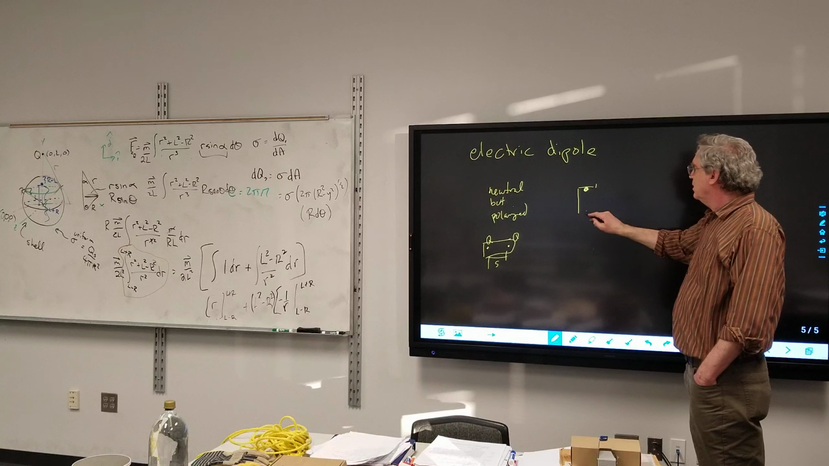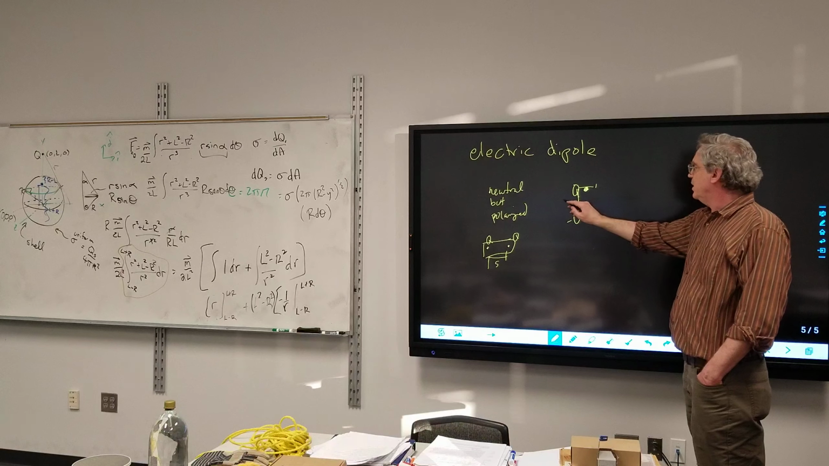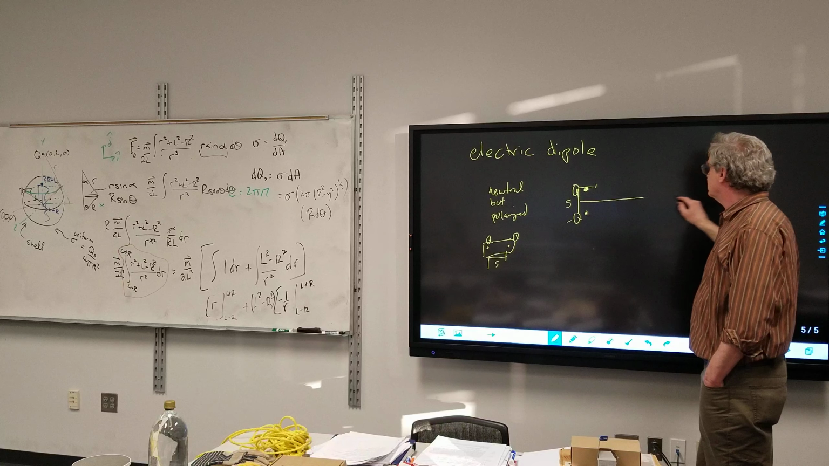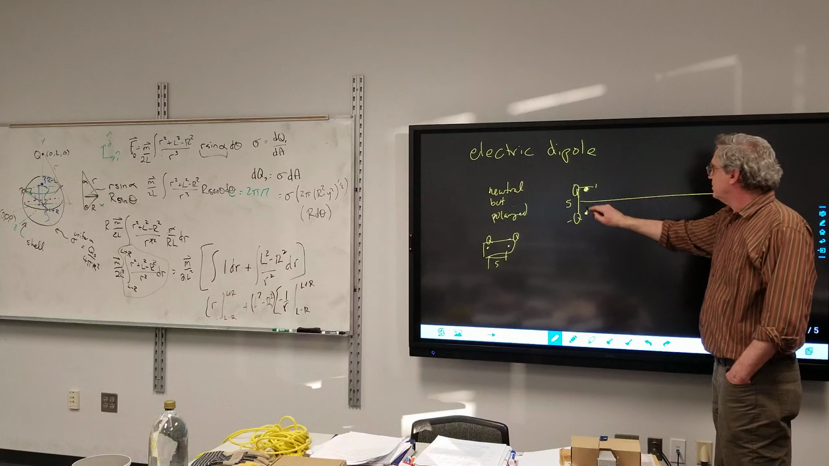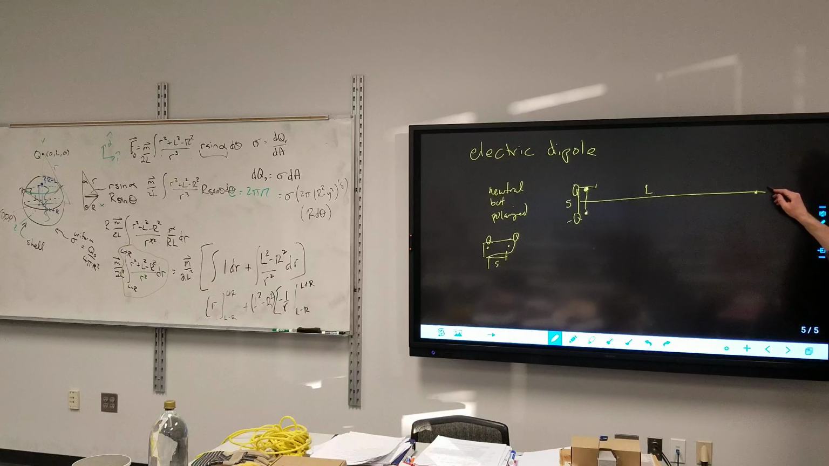I've got my Q and negative Q here, a distance S apart, and then at some distance L, I have a test charge, little q. What I want to know is, what's the net force on little q? The way you deal with it is you look at the force from big Q, and the force from negative Q, and add them together.